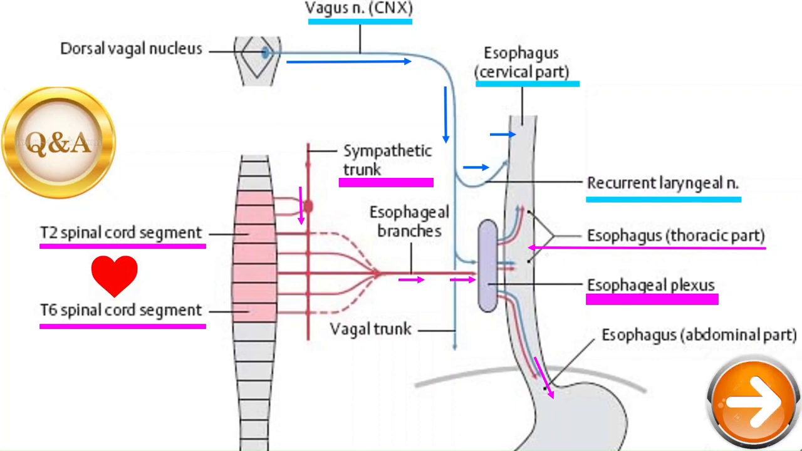And the T2 to T6 segments of the spinal cord, they receive pain sensation from the heart as well. So when you have a patient with chest pain, take care and try to see if the problem is in the esophagus or in the heart.